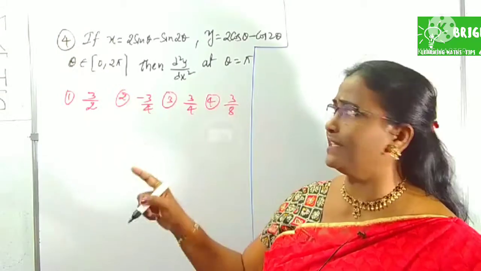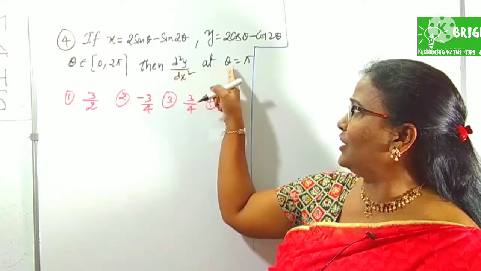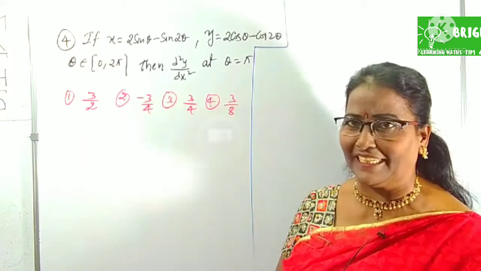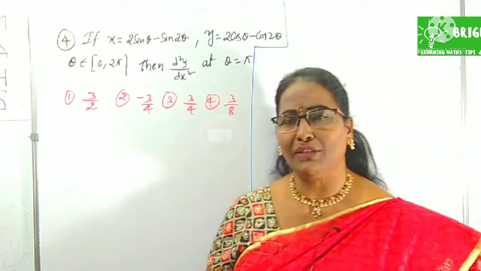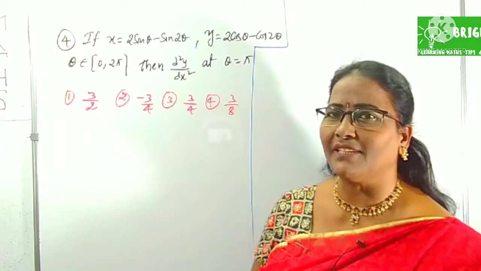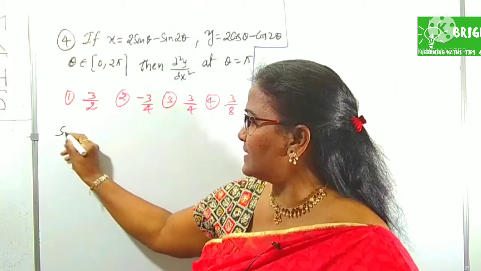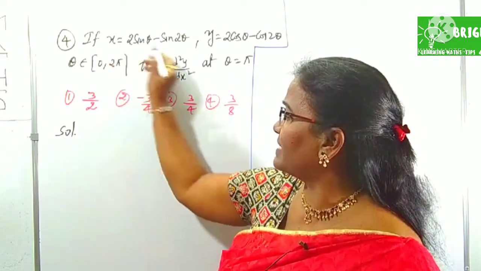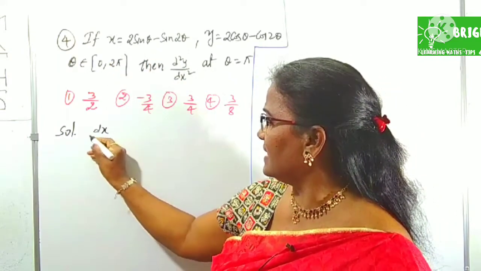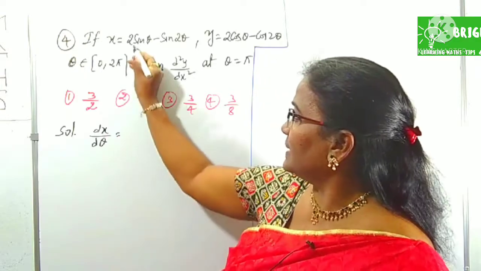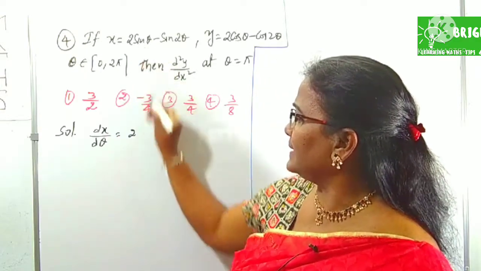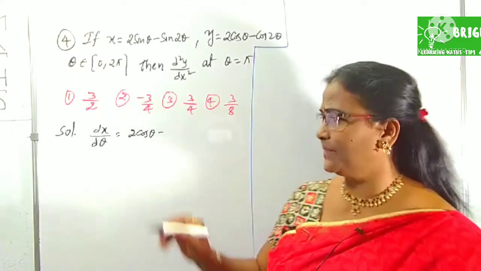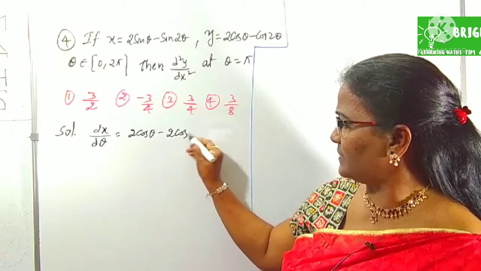That is not important here. How do we find the second derivative at theta value pi? To find the second derivative, what do you have to do? We have to find the first derivative. I am doing that here. For the first derivative, we have to take the derivative of x with respect to theta first. That is dx by d theta. That is 2 into cos theta minus the derivative of sin 2 theta, which is exactly 2 cos 2 theta.